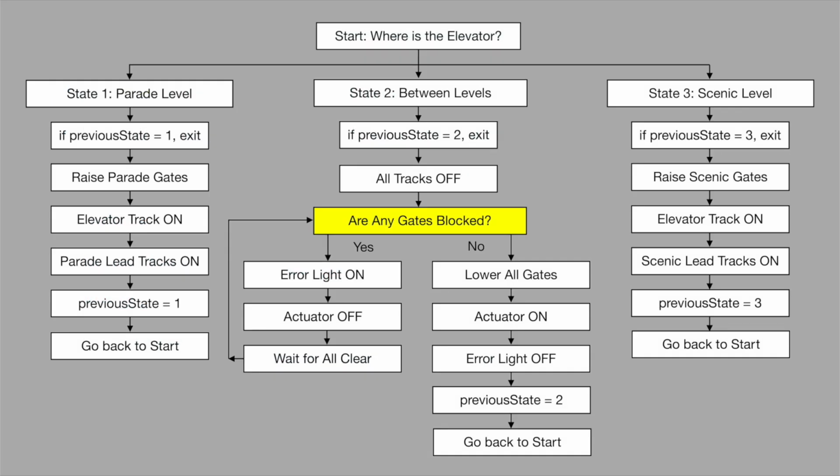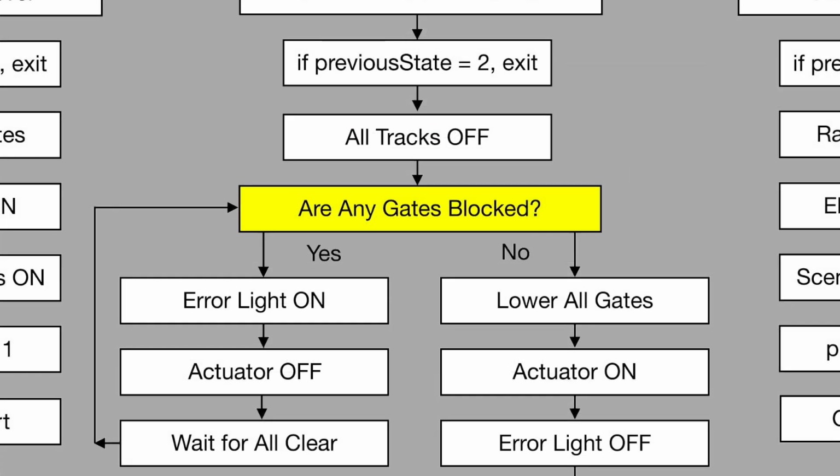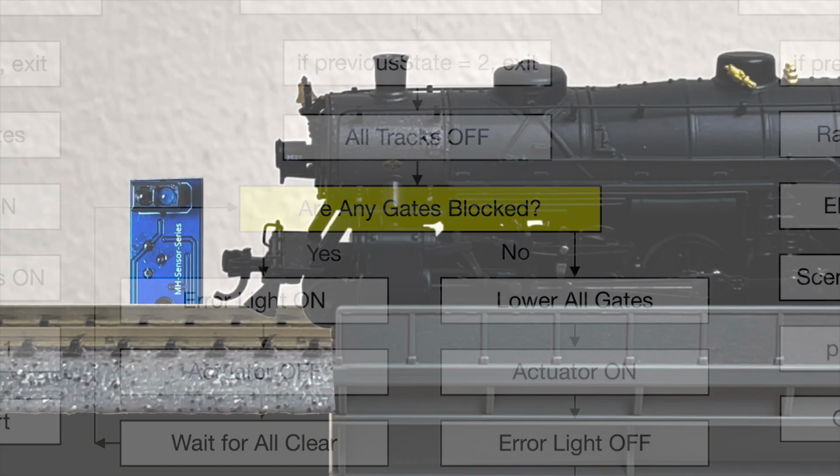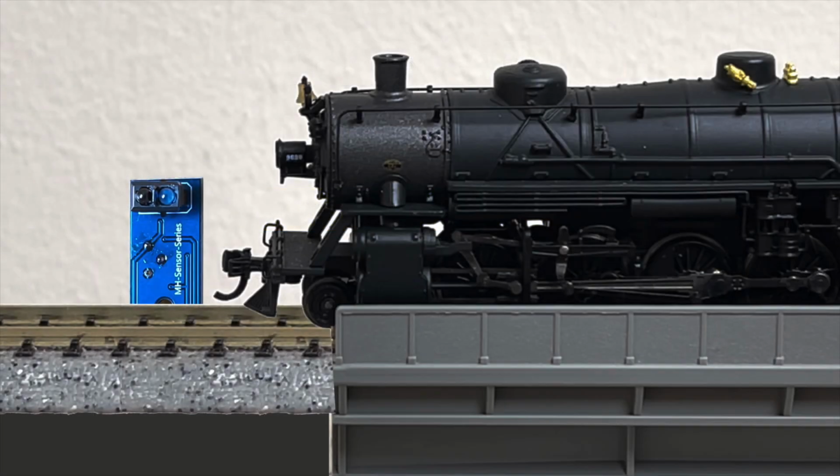Next, in the state 2 routine, we have a very important question. Are any gates blocked? In other words, are there any trains in the way of lowering the train gates?